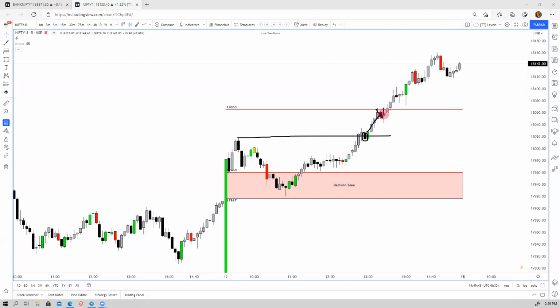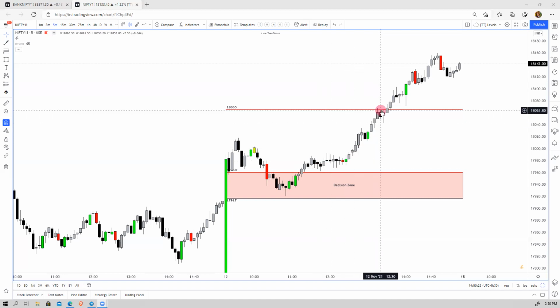Now, you can either exit here, or else whoever had taken a long position at this point, how many points might they have made? Let's see. They might have entered at this point at the close, that is 967, and this one is at 18065, which means somewhere around 100 points in Nifty. That's a very good trade. 5,000 plus if you're trading in futures. One lot I'm talking about.